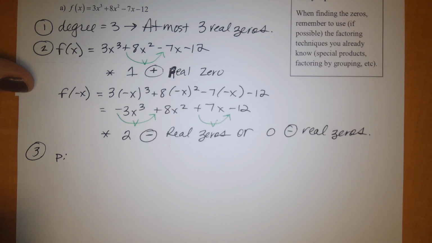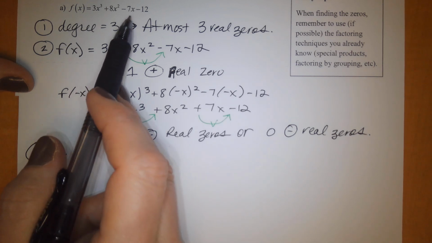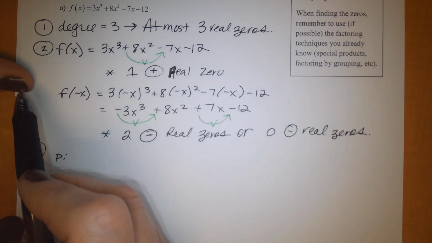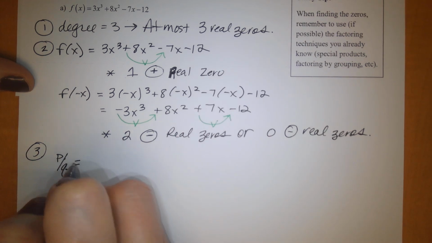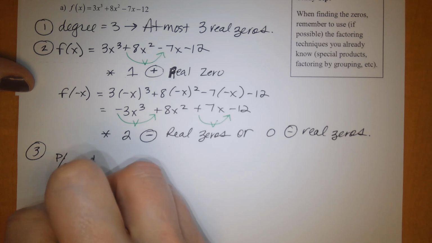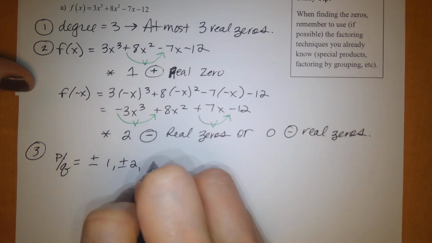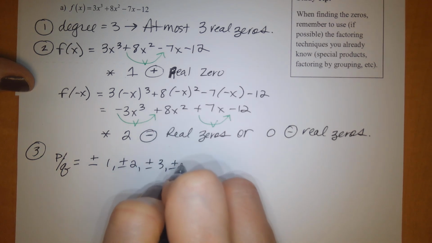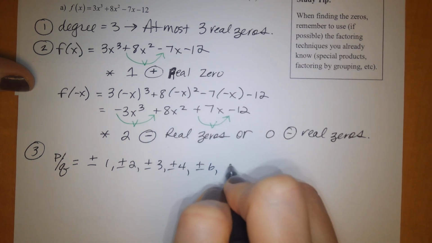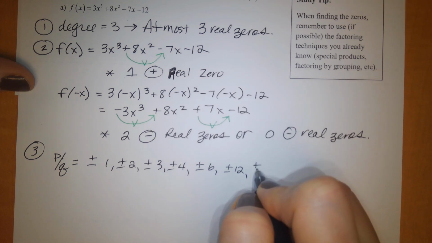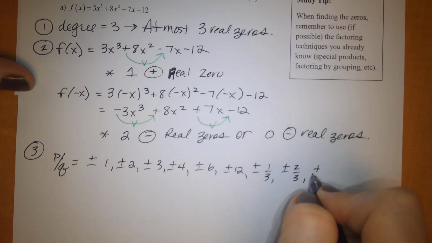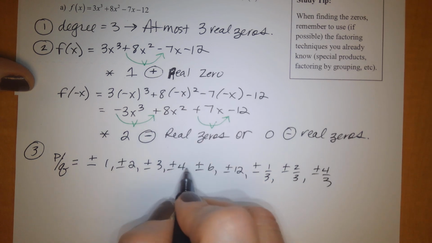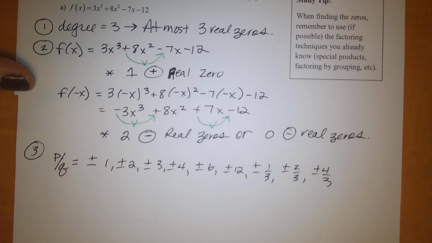The 3x to the third plus 8x squared minus 7x minus 12 was the previous example from the previous page, where we found the P and we found the Q, and we found that P over Q, my possible real zeros, was that long list of 18 possibilities, and I will write them out here because we've already done that math. Good. We have 18 possibilities.